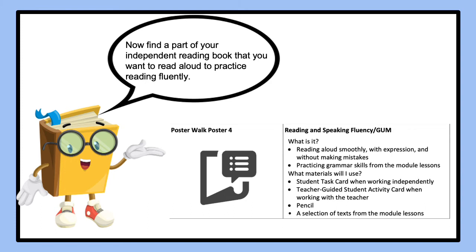Now find a part of your independent reading book that you want to read aloud to practice reading fluently. Remember to read aloud smoothly with expression and without making mistakes. This means you will practice reading fluently and accurately. After you have found your section that you will read to practice reading, pause the video and read your excerpt to a family member or a friend. Please pause the video.